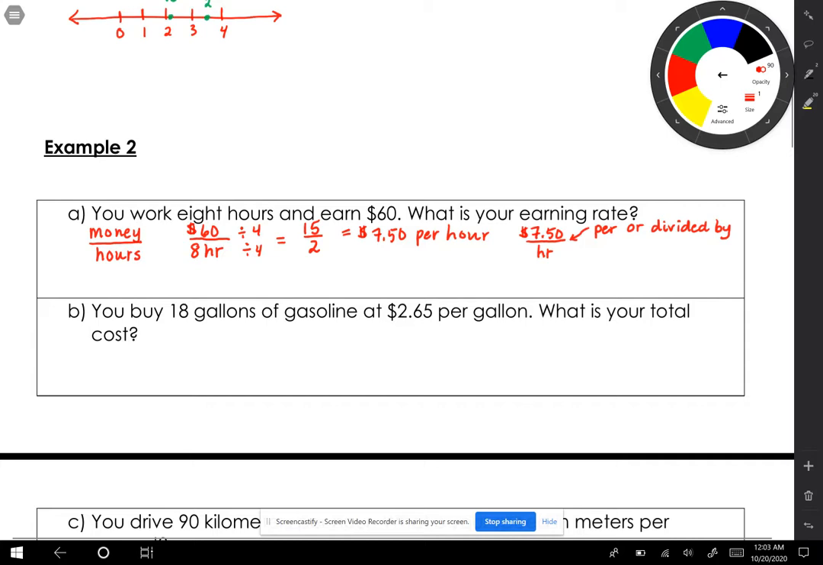Okay, example B. You buy 18 gallons of gasoline at $2.65 per gallon. What is your total cost? So your total cost would be equal to the number of gallons times the cost. So you would take 18, which is the number of gallons, times 2.65. And that would give you $47.70. I would just use a calculator, no sense in taking time to multiply it out.